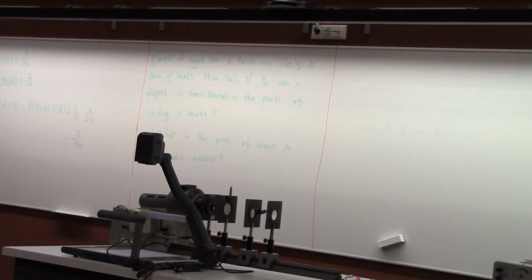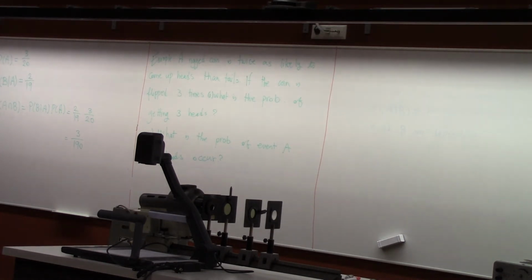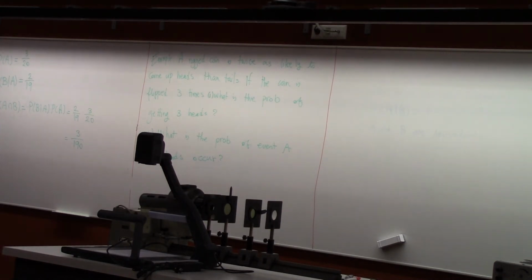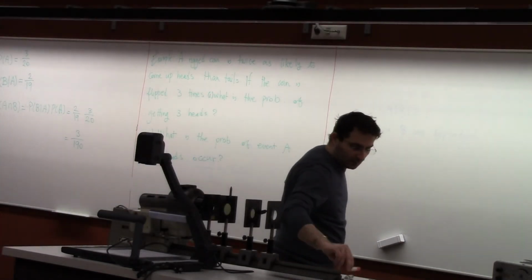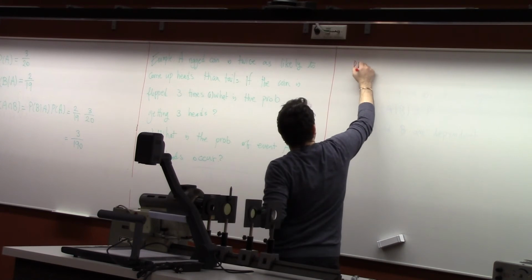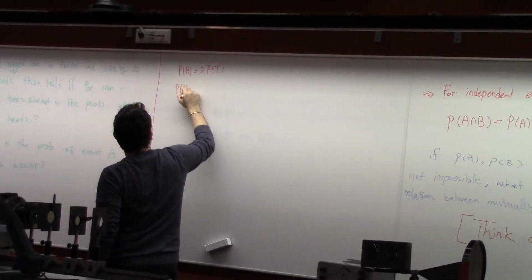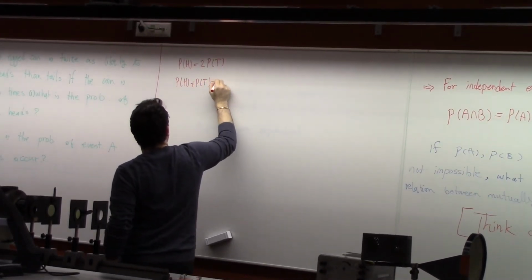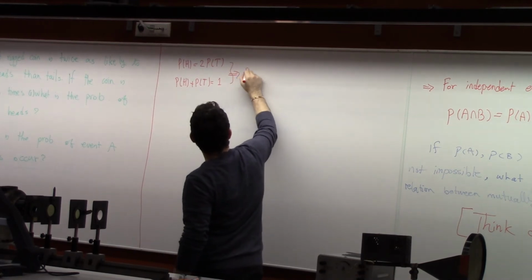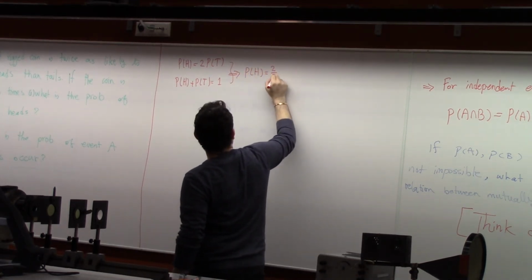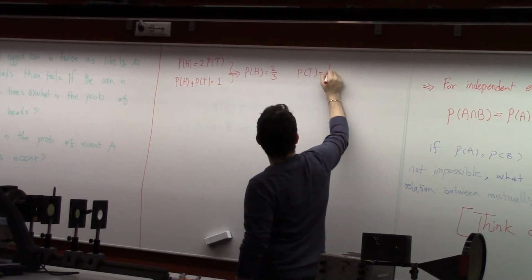First, tell me what is the probability of head, what is the probability of tail? For this biased coin, we know that probability of head is twice of the probability of tail, and we know that the probability of head plus the probability of tail is equal to 1. So we understand that the probability of head is 2 over 3, and the probability of tail is 1 over 3.